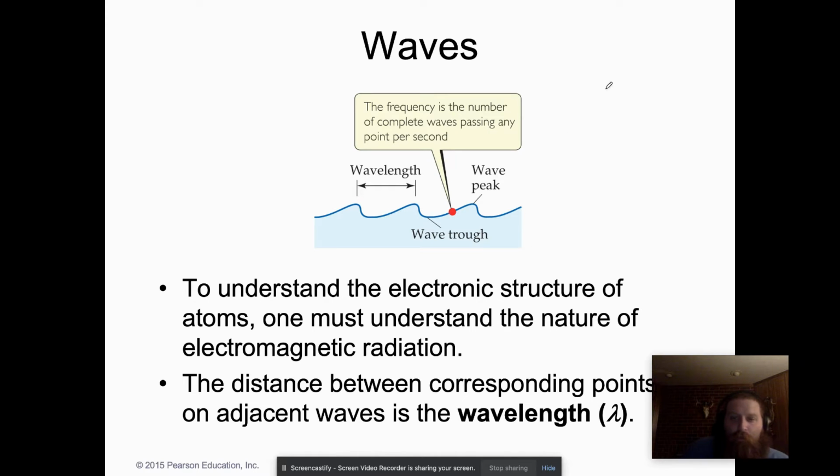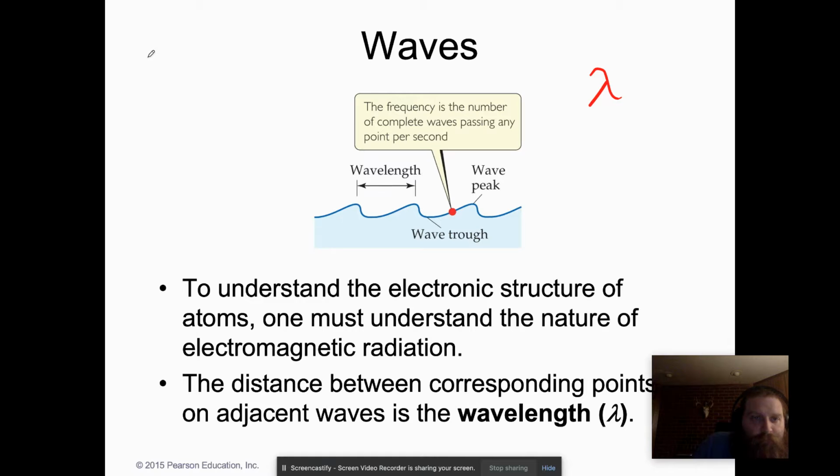First, the wavelength, which we symbolize with the Greek letter lambda, is the distance between two corresponding waves from crest to crest or trough to trough. The top or the crest of the wave is also called a peak, so you might see that in the textbook. Now, frequency is something that's hard to understand just by looking at a picture because it involves the movement of the wave through space.